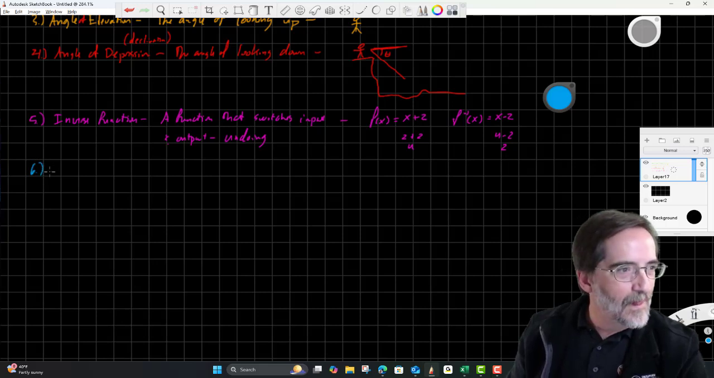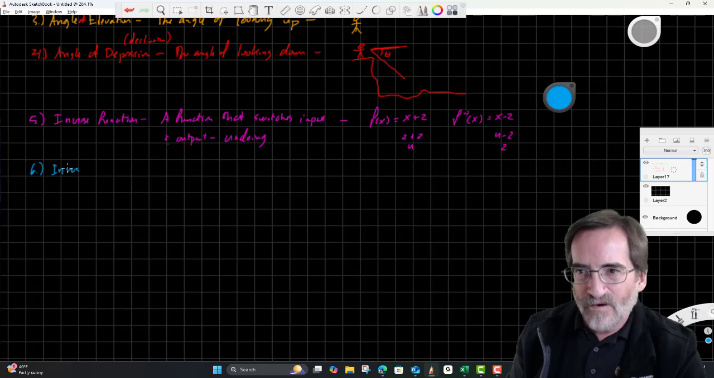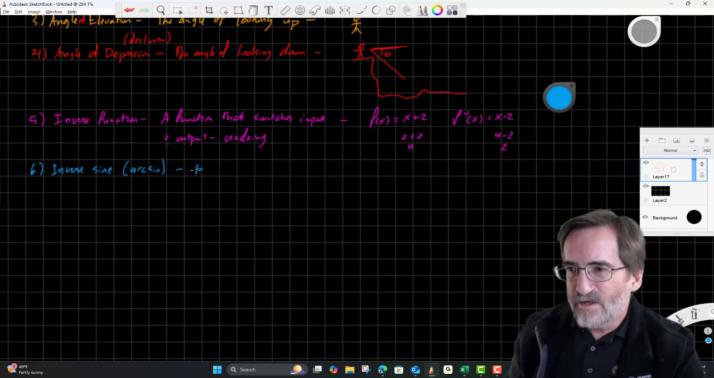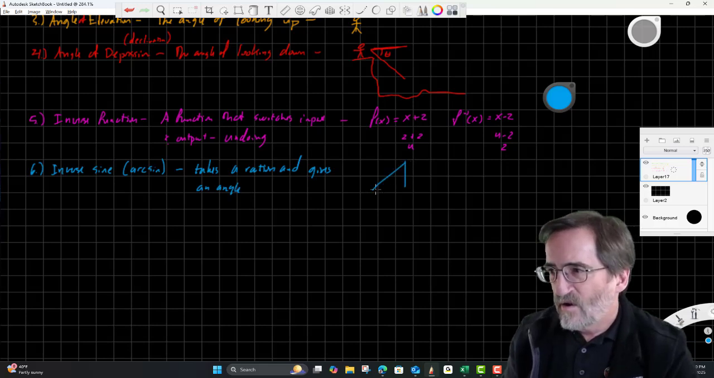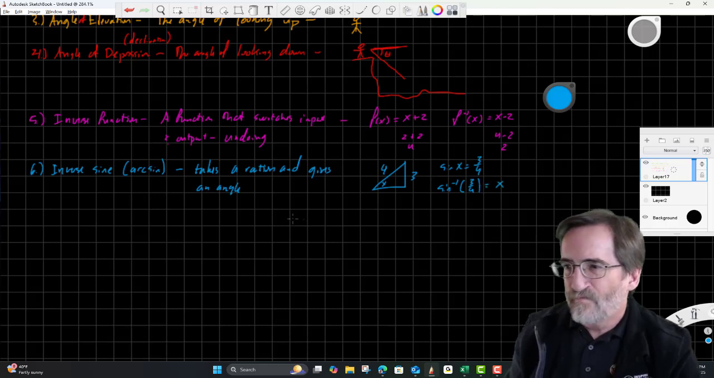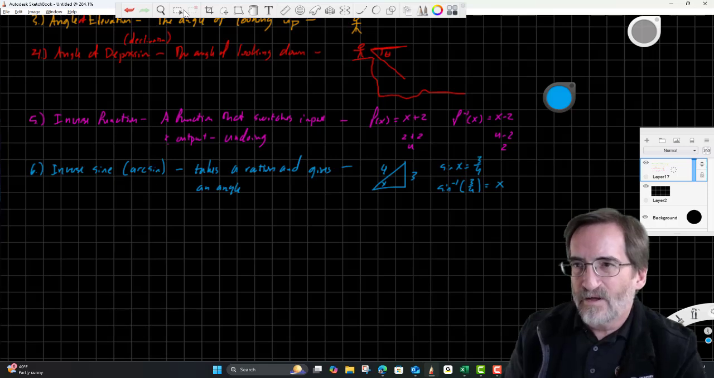Number 6. Inverse sine, also known as arc sine. Takes a ratio and gives an angle. If this is 3 and this is 4 and this is x, then sine x equals 3/4, or arc sine, sine with a little negative 1, of 3/4 equals x. Inverse sine.